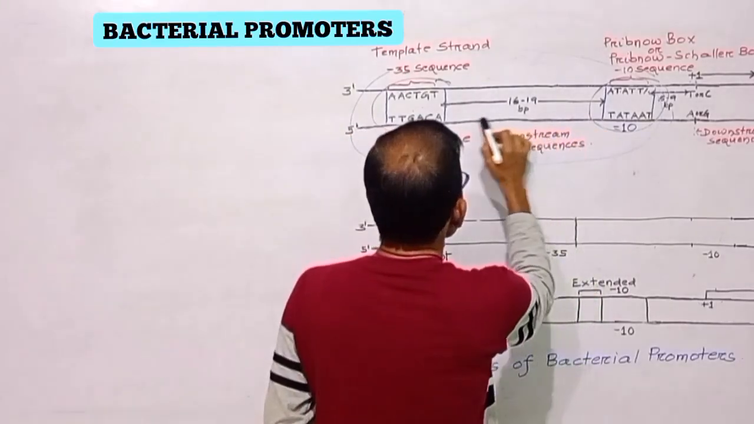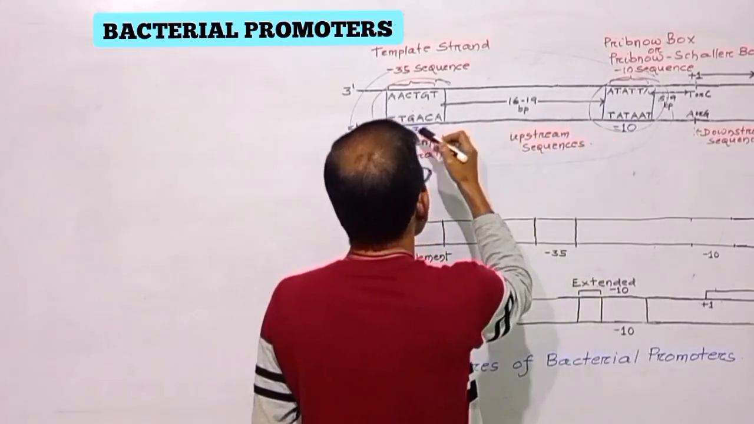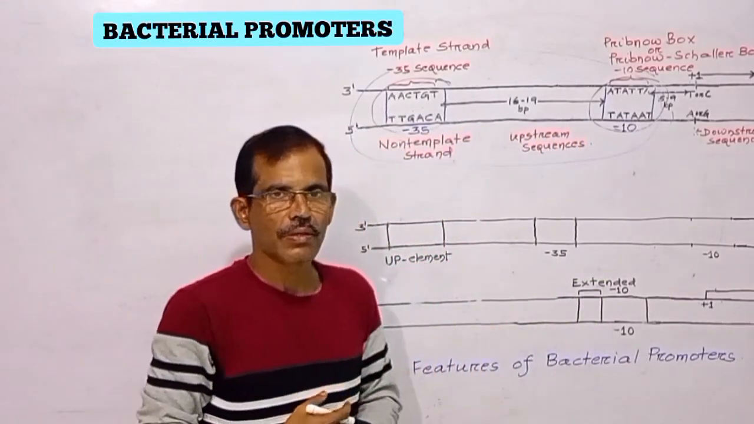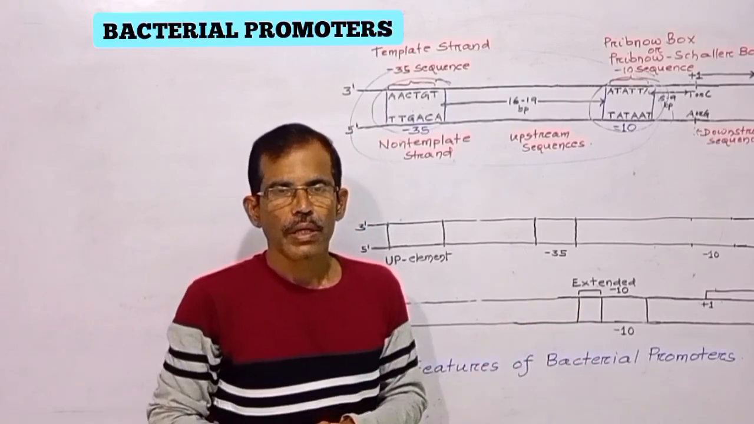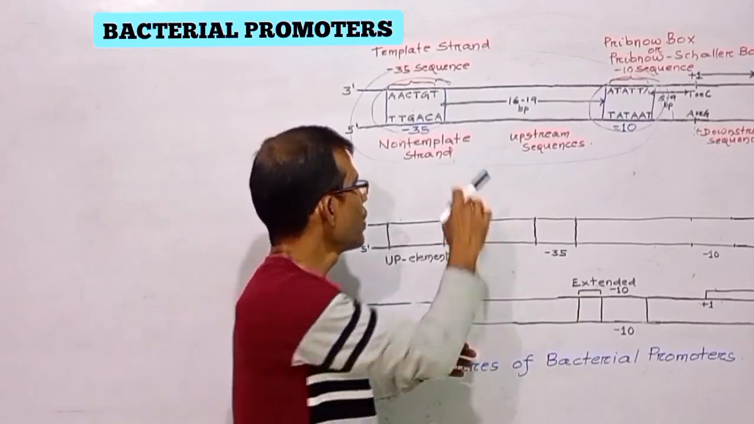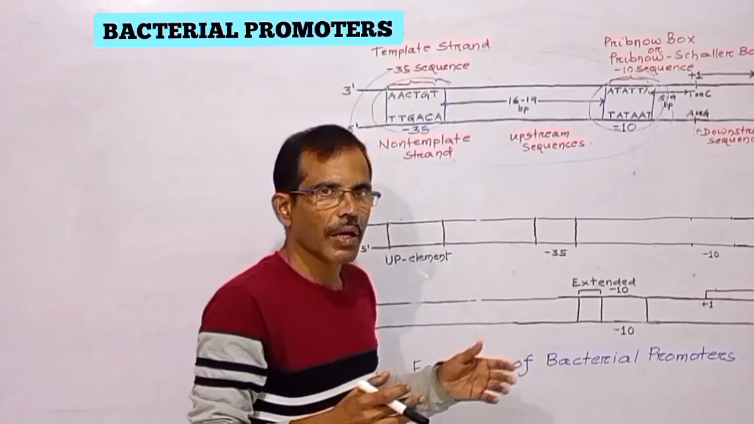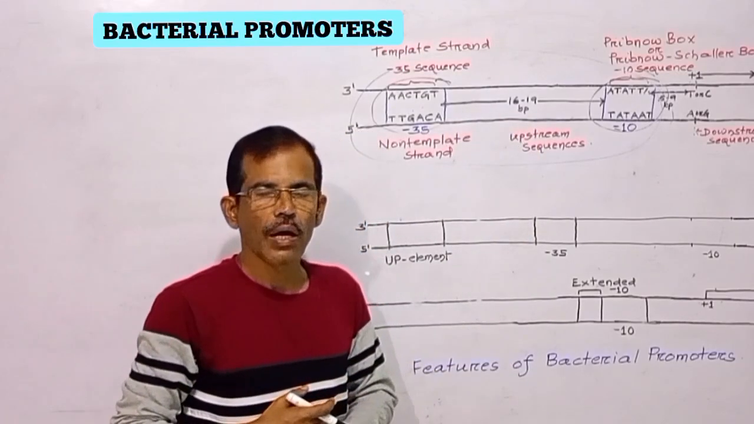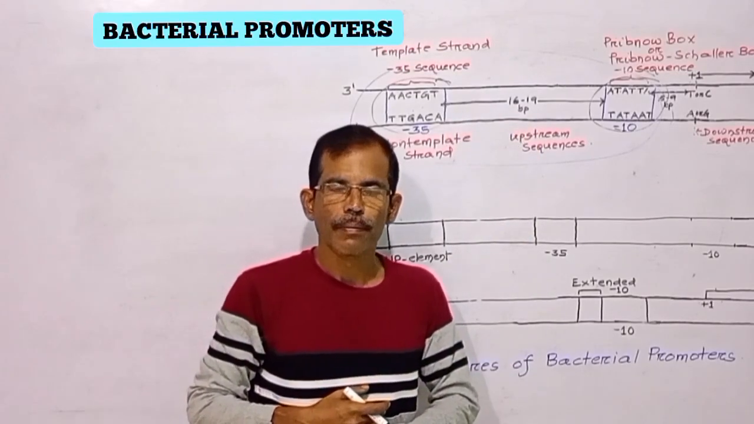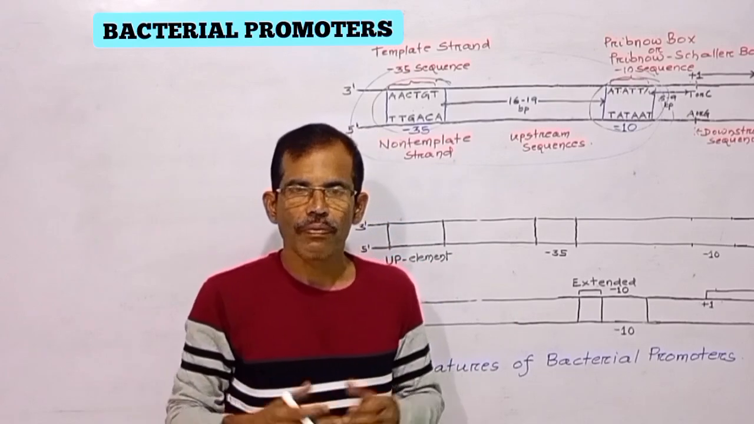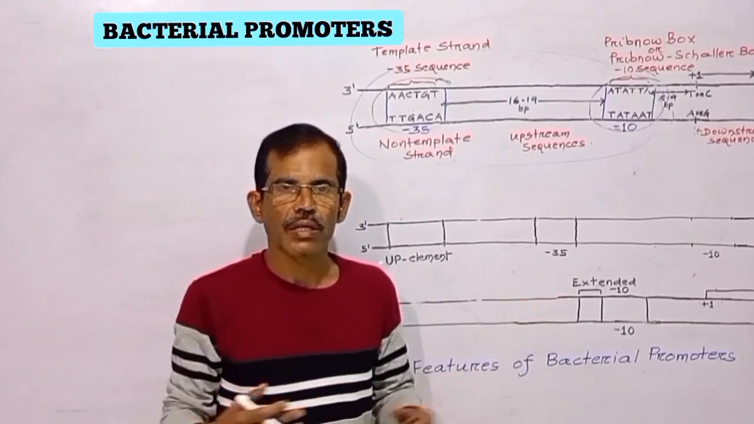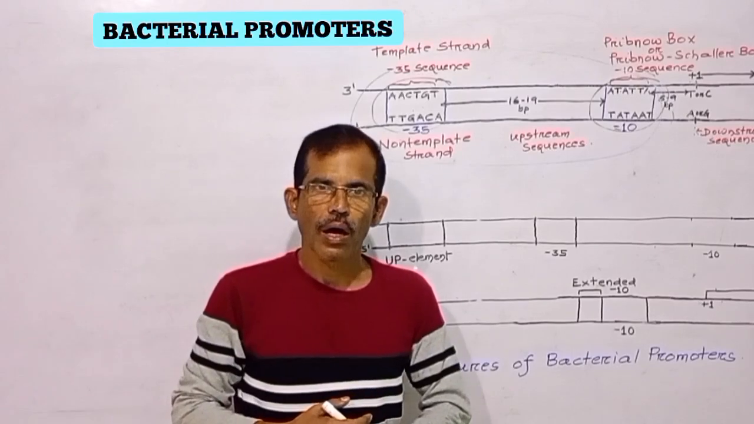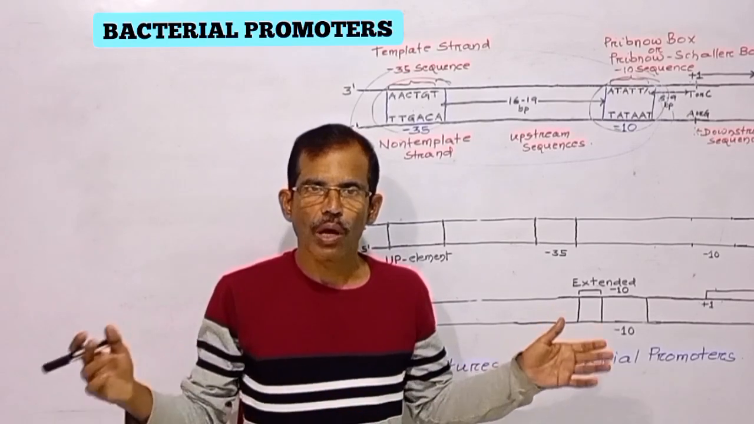The distance between the -10 and -35 sequences in E. coli is highly conserved. It is never less than 15 or more than 20 nucleotide pairs long. In addition, the first or the 5' base of the RNA transcript in E. coli is usually a purine.